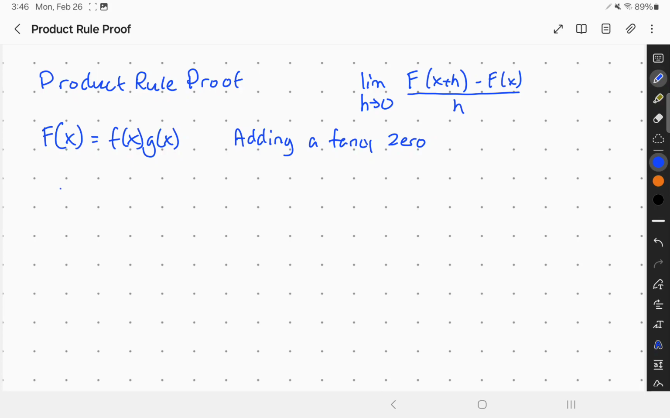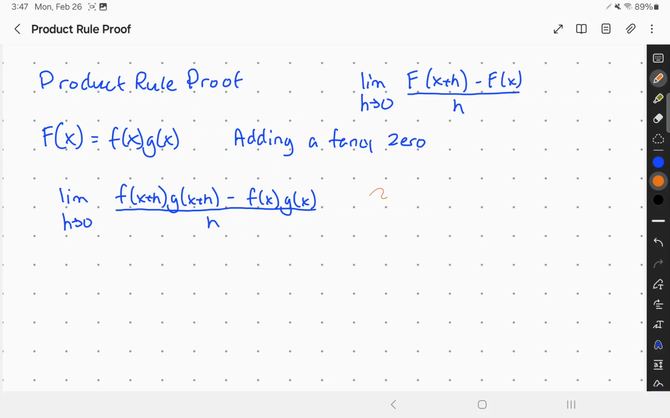So I'll start with my limit definition. The limit as h goes to 0, and we're doing f of x plus h, g of x plus h, there's the product, minus f of x, g of x, all divided by h. So my fancy zero here, which I'll write in orange, I'm going to subtract first. It's going to be f of x plus h times g of x plus f of x plus h times g of x.